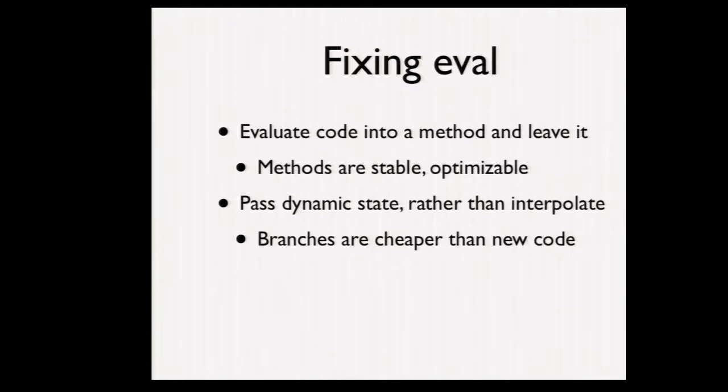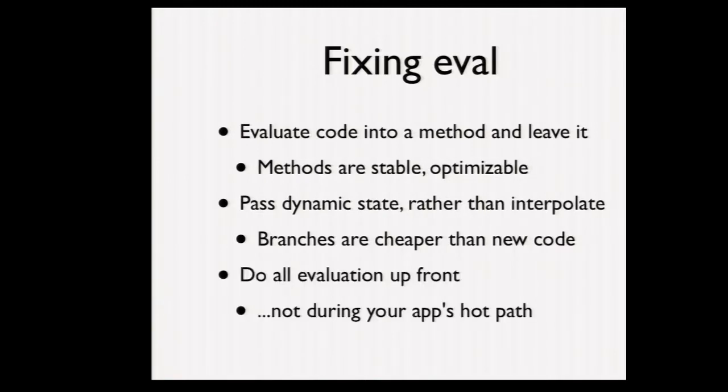Pass that into the method. Branches are a hell of a lot cheaper than evaluating code over and over and over again, even if you have a considerable number of them. Pass in a symbol for a method rather than doing the call directly. You're still going to be better off than evaluating code every single time. And ideally, if you can get rid of all evaluation at runtime in the hot path of your application, that would be best. Do the evaluation up front in your code. Get all that code created into classes, into methods, into procs, and then at runtime only hit those classes and those methods.